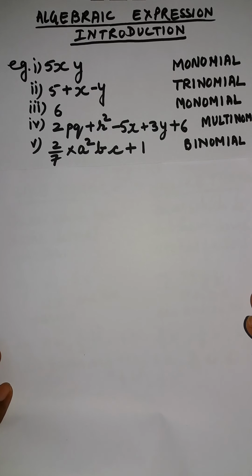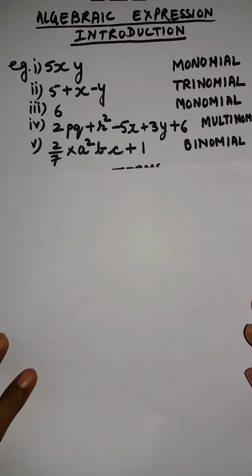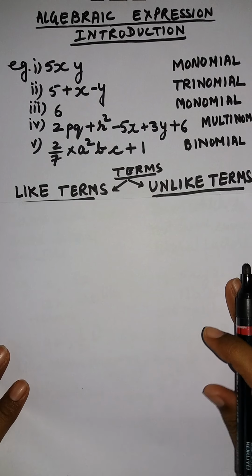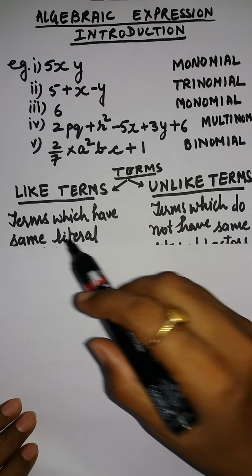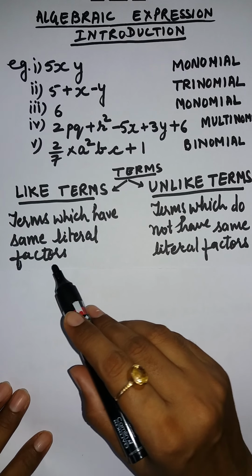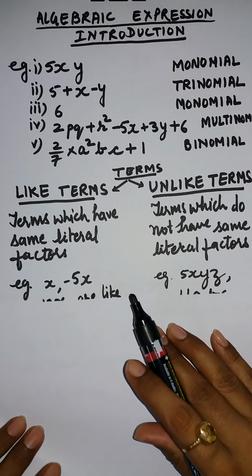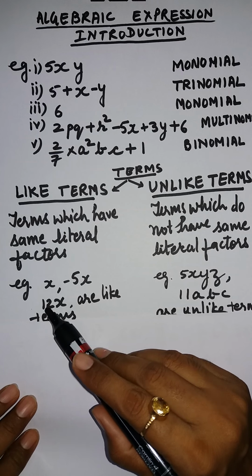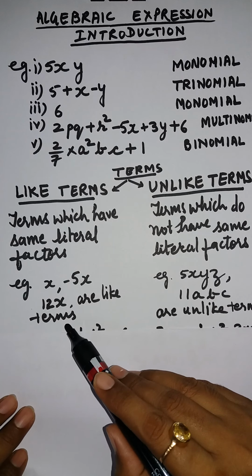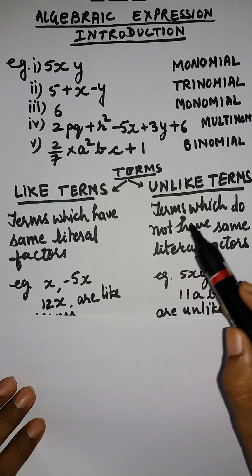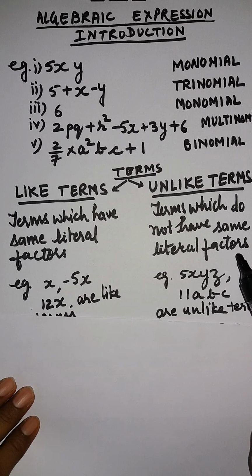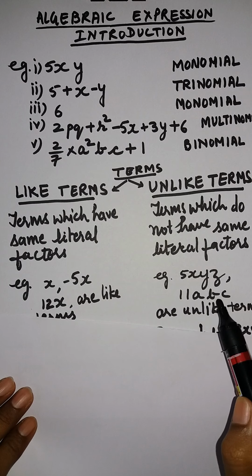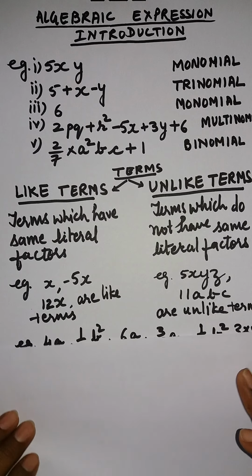Now, on the basis of the literal factors, the term is further divided into two parts, like terms and unlike terms. Like terms, which have same literal factors. For example, x, minus 5x, 12x, these are the like terms. Unlike terms which do not have same literal factors. Example 5xyz and 11abc. These all are the unlike terms.